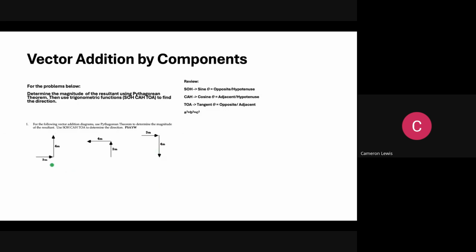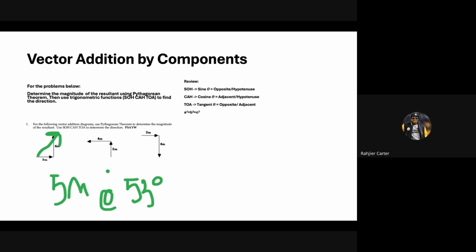You should get, this is the resultant, and it's 5 meters at 53 degrees. That's how you put it together as a vector component. Now, 5 meters at 53 degrees, what direction is that? Northeast, right? So we could also say 5 meters northeast. The 53 is more specific, but a general description is 5 meters northeast. So that's how we could also describe it, right?